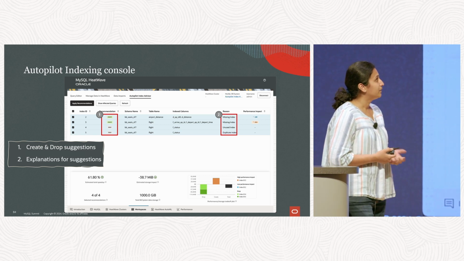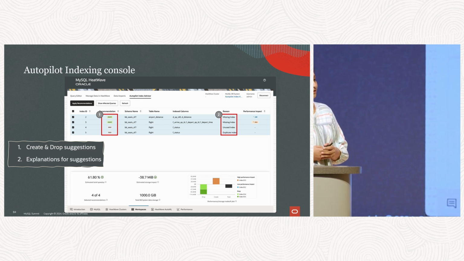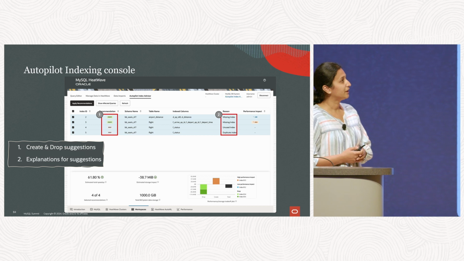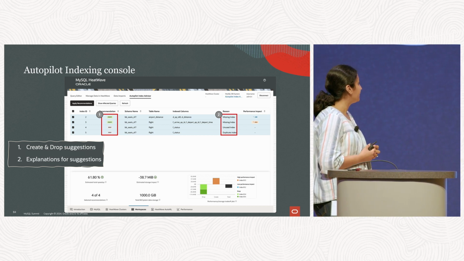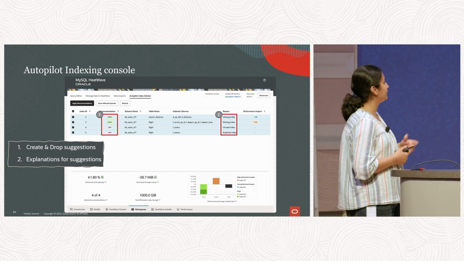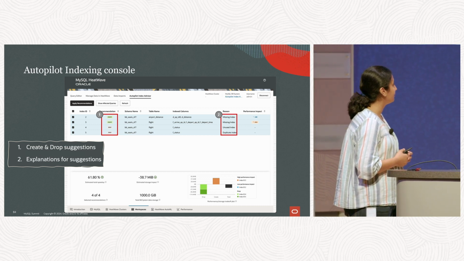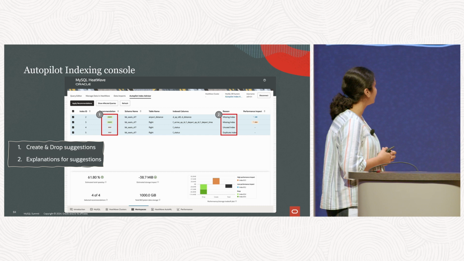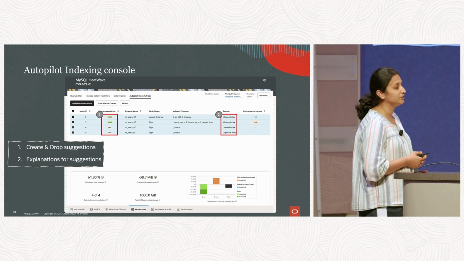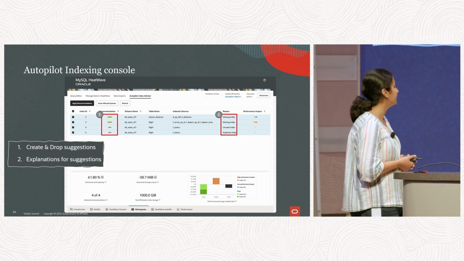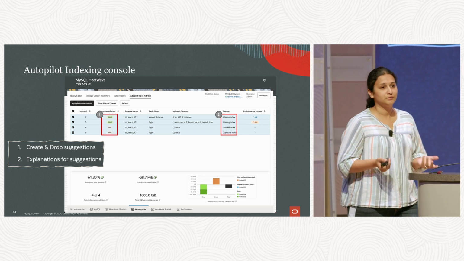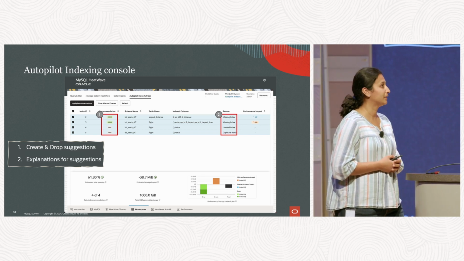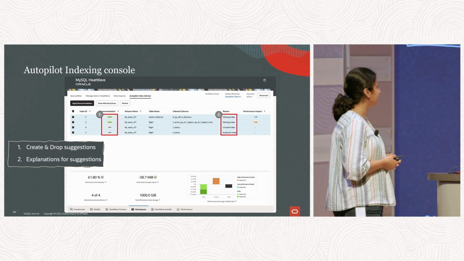So here's an example of the console. We have a couple of create index recommendations. We have a couple of drop index recommendations as well, and it gives the reason. So for create, it's obvious that it's a missing index. For drop, it also tells you if it's an unused index or a duplicate index. And also in the bottom, you can see that it's providing the performance and storage impact of these recommendations.